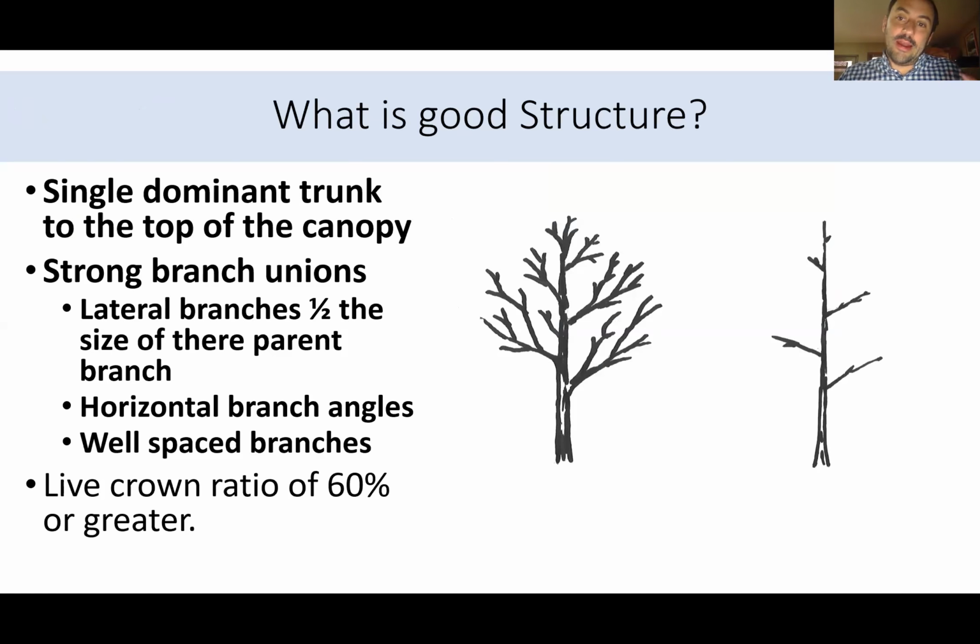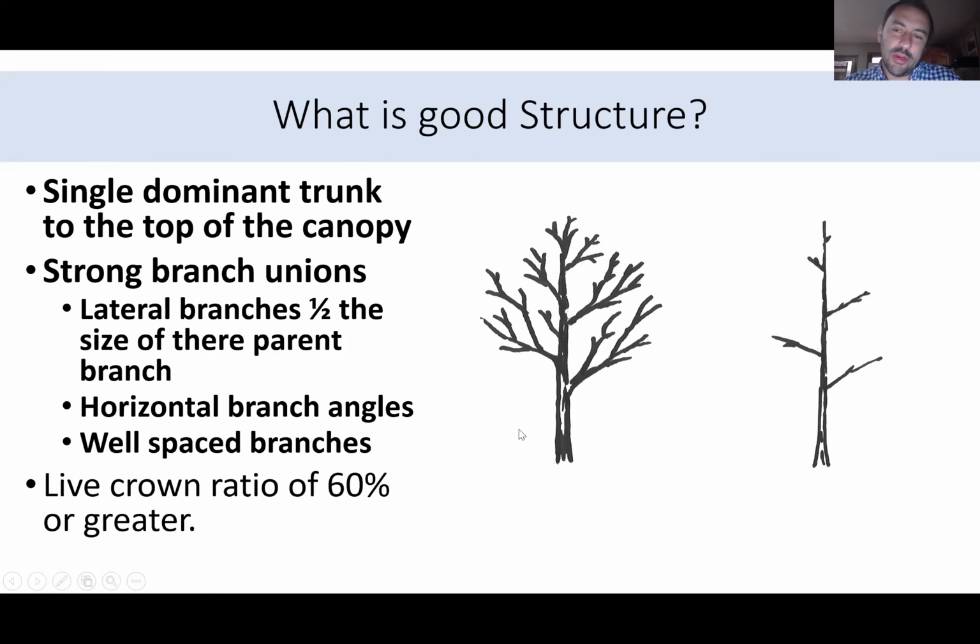So to know how to execute structural pruning, I guess we first have to define what good structure is. If this was a longer talk, I'd spend a lot more time on this, but we're just going to do a very basic version. Good structure is a single dominant trunk to the top of the canopy. So both these trees have that. Even though they have different shapes, they have a dominant trunk to very high up in the canopy. The lateral branches are smaller and subordinate to the dominant trunk in both examples.